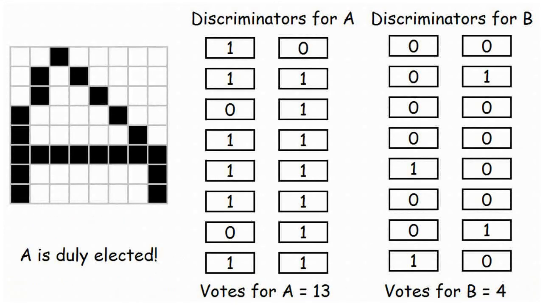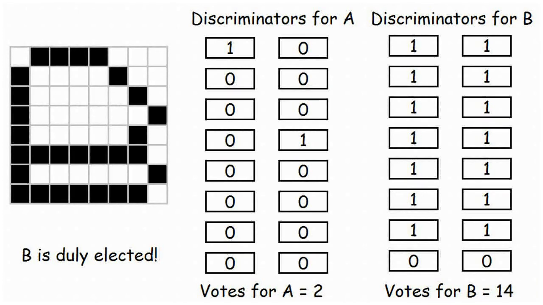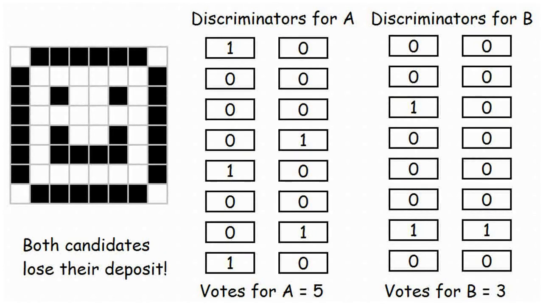With good training, one set of discriminators will produce a high score for any A and a low one for any B. The other set will produce a high score for any B and a low one for any A. For any other pattern, such as an X, both sets will produce low scores. And that's essentially how the WISARD architecture works in recognizing patterns.